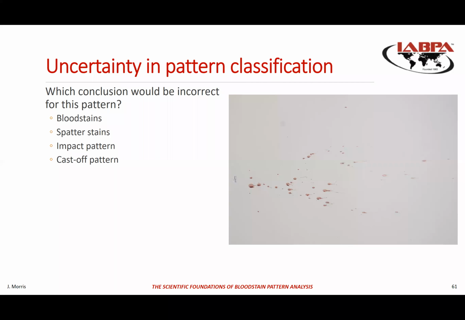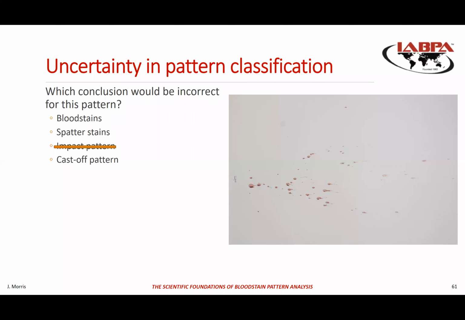So if you look at this pattern, what conclusion would you think is good for this? What would actually be an incorrect conclusion for this pattern? If your answer to this pattern was that it was an impact pattern, you were incorrect. This pattern is not an impact pattern. It looks like a radiating distribution of circular to elliptical stains, and we almost always jump to that conclusion, but there are features that point away from this. This is actually a cast-off pattern. I know it's a cast-off pattern because I made it.